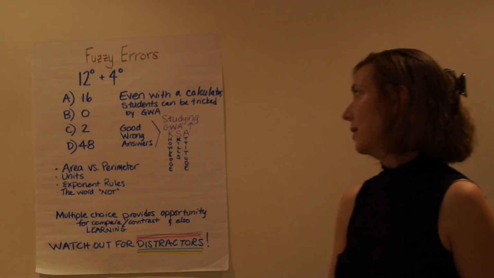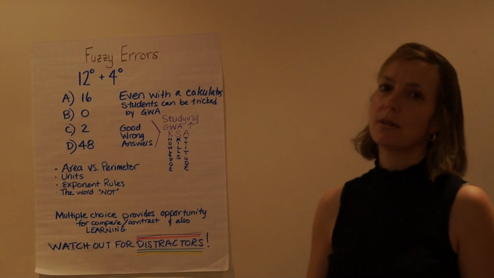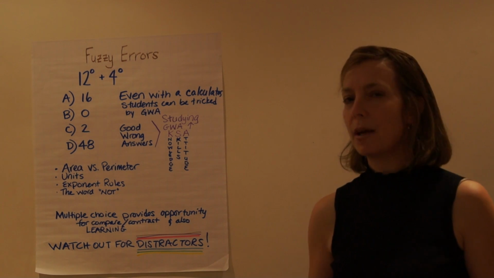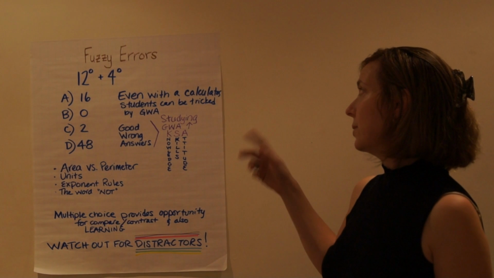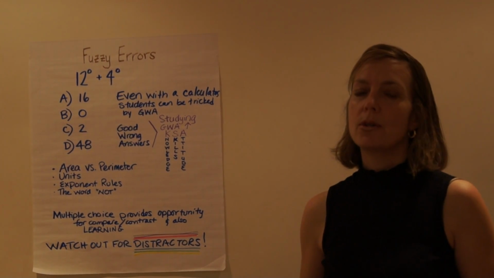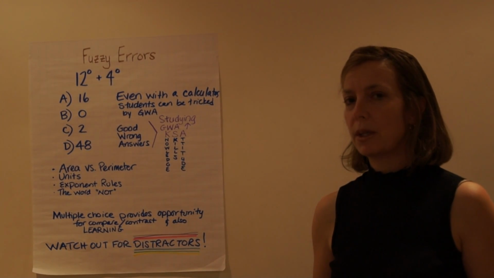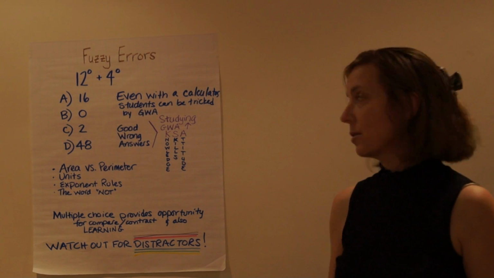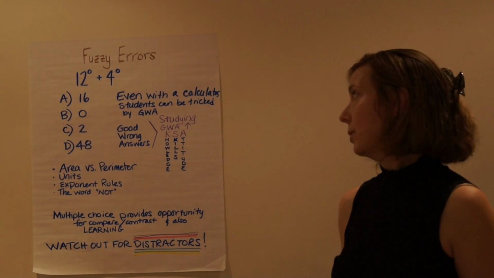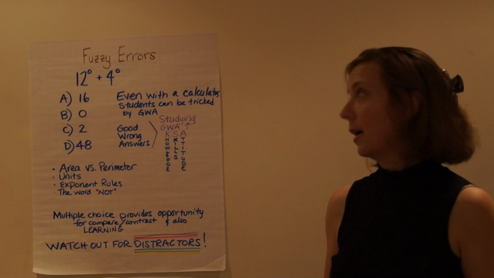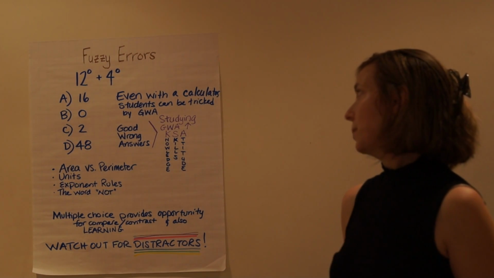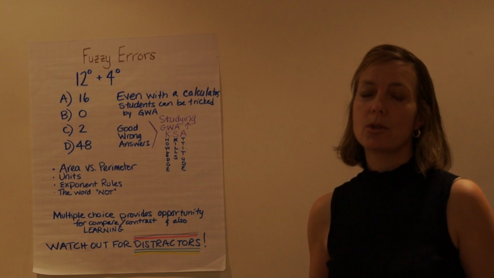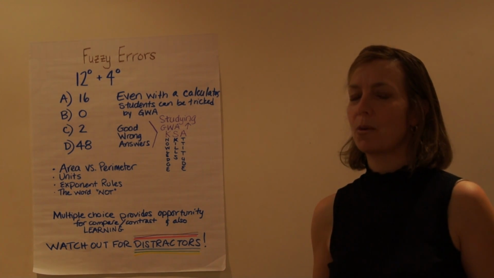Sometimes I've actually mixed that idea with what I call good-wrong answers, because even with a calculator, students can be tempted by a good-wrong answer. So I have an example here of 12 to the 0 plus 4 to the 0. Students, if they're given this question even with a calculator, they'll knee-jerk, and they'll sometimes think it's 0. Sometimes they'll add the 12 plus the 4. I put the 48 there, just thinking maybe they might multiply them. But actually the correct answer is 2. Anything to the 0 power is 1.